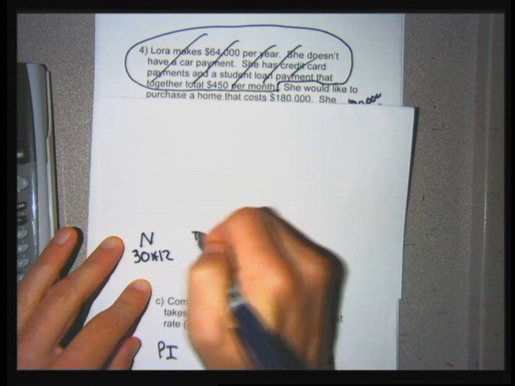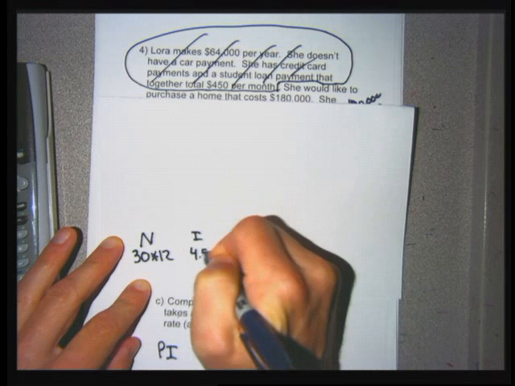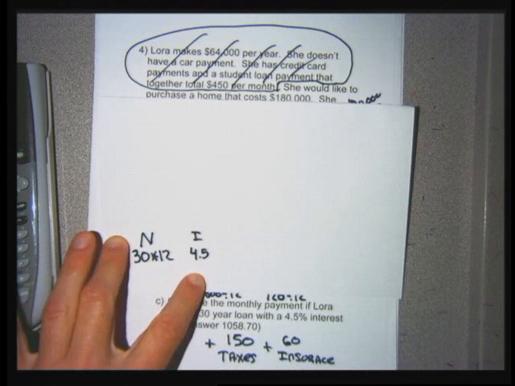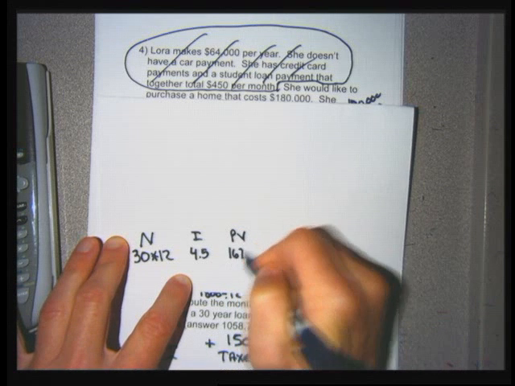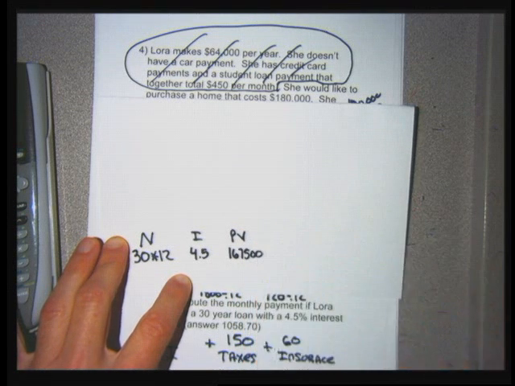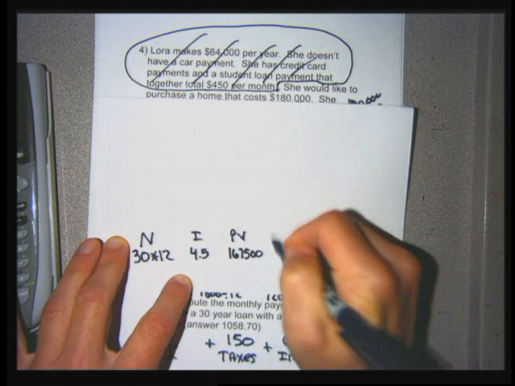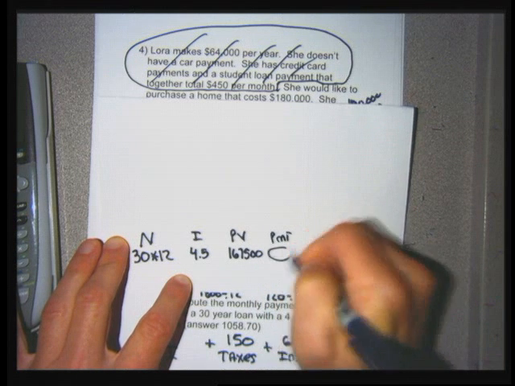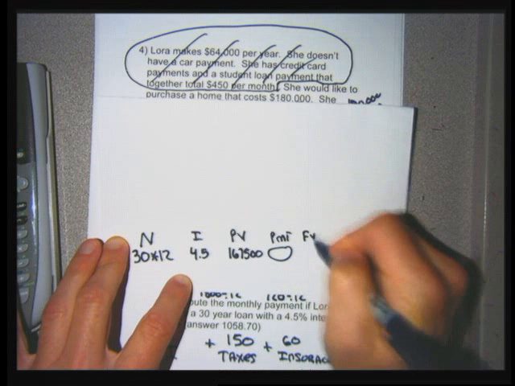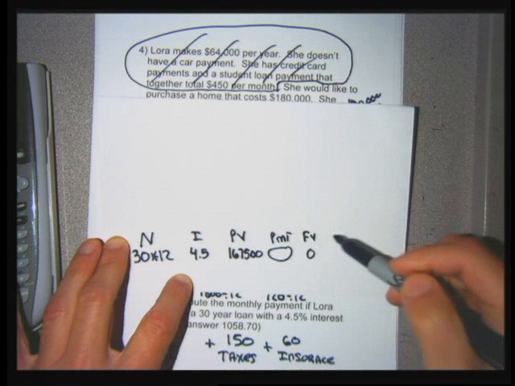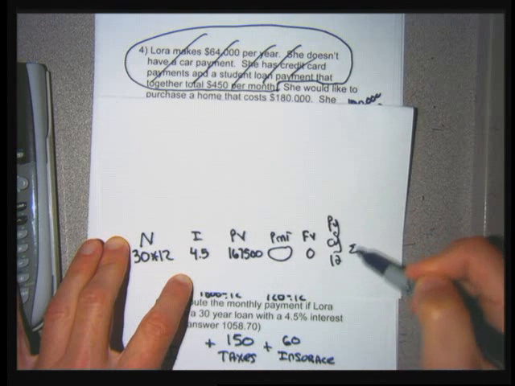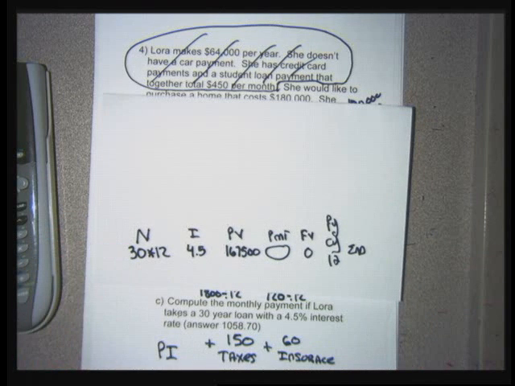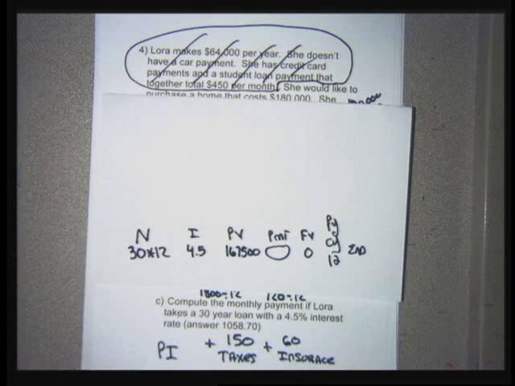When you finance for 30 years, you pay a higher interest rate than 15 years. I'm going to type in 4.5 for the I. The PV is still the same, 167.5. She's not borrowing more or less if she's financing for a longer period of time. I'm still solving for the payment here. The future value is still going to be the zero that she wants to owe when she gets done paying. The P/Y and the C/Y for all loan problems are going to be 12, and the bottom of my calculator is going to be an end. When I do that computation, I'll get the PI portion, the principal and interest portion of her payment.